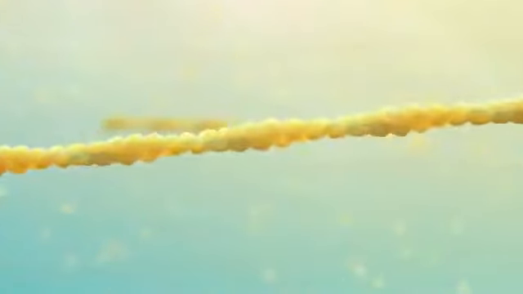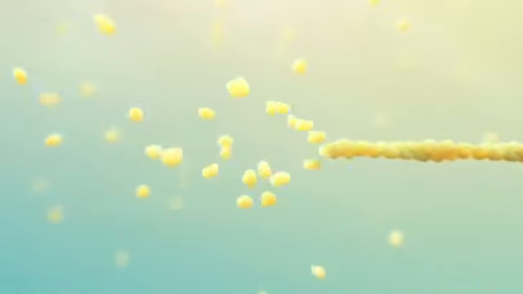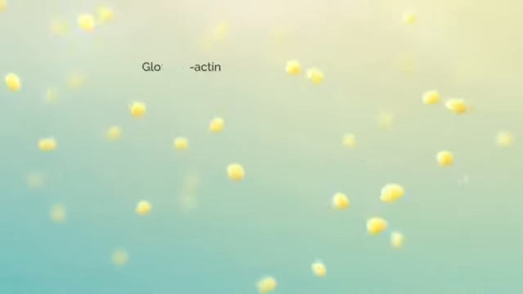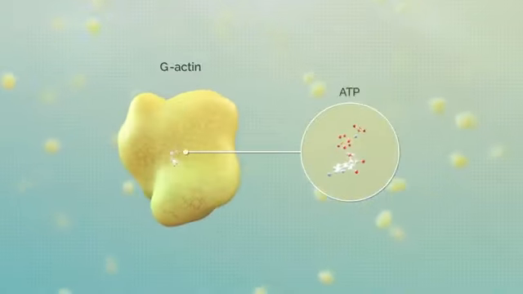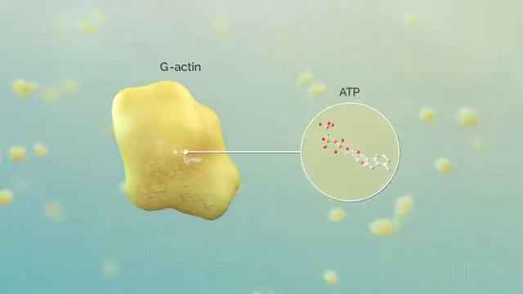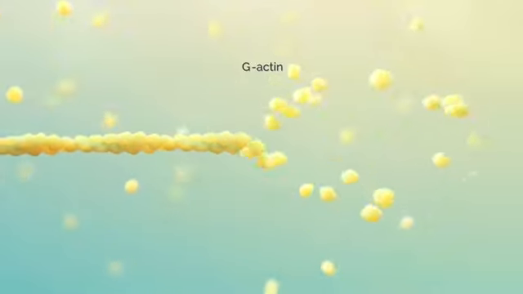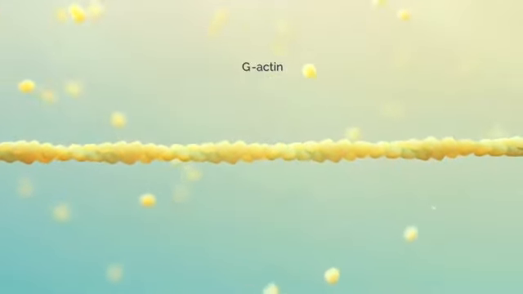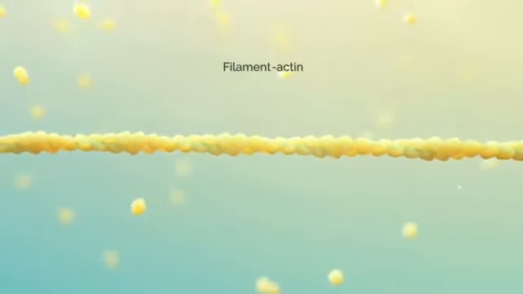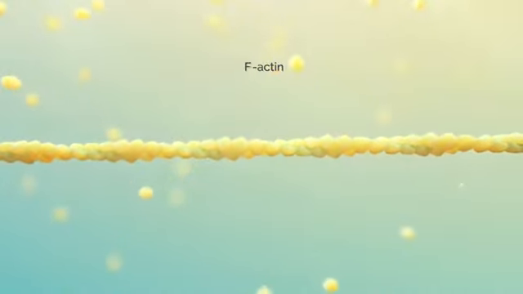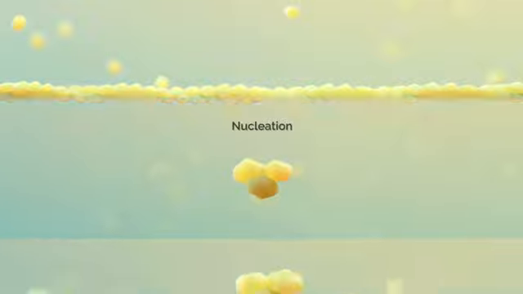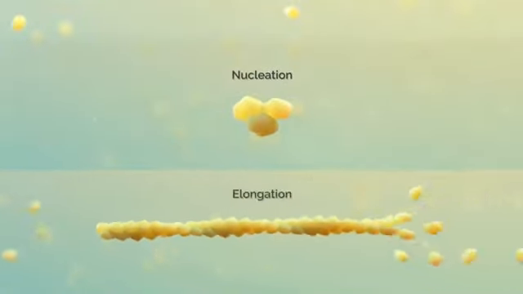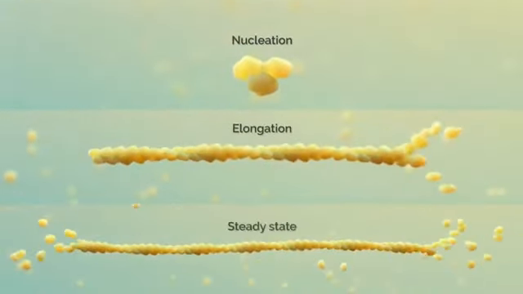The building block of the actin cytoskeleton is a small globular protein called G-actin, which is normally bound to ATP as a monomer. These ATP-bound G-actin monomers assemble, or polymerize, into filaments, known as F-actin, over 3 phases, called nucleation, elongation, and steady state.